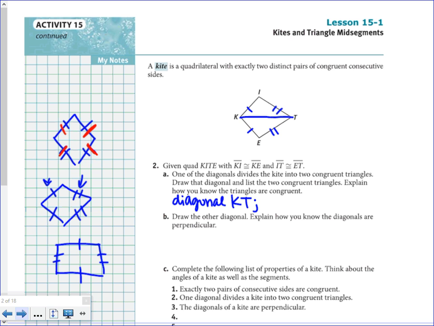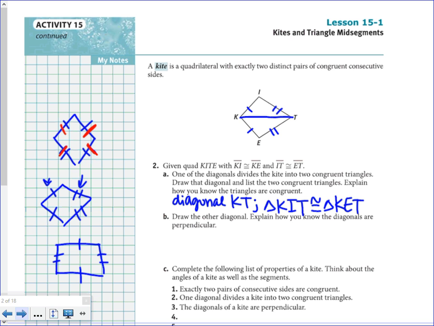And the triangles that are going to be congruent are going to be KIT. So triangle KIT, and it's going to be congruent to triangle KET. The order does matter here because we're saying congruence. When you're dealing with a congruent statement, you do have to have the order in a specific way.